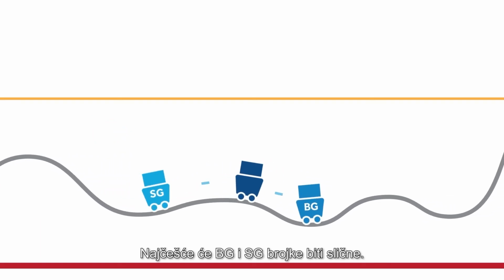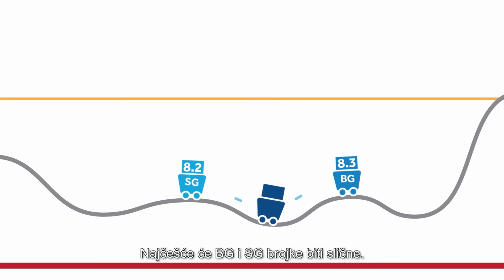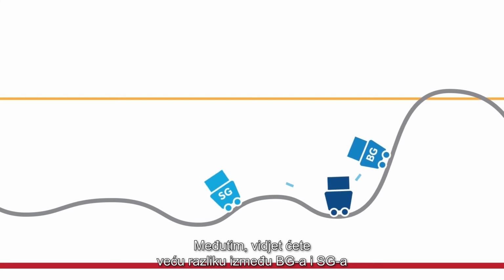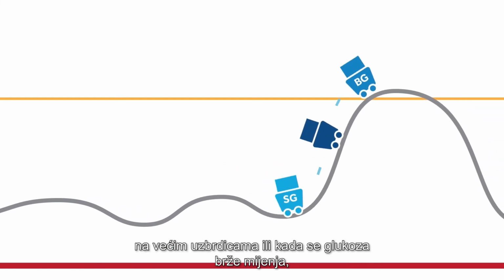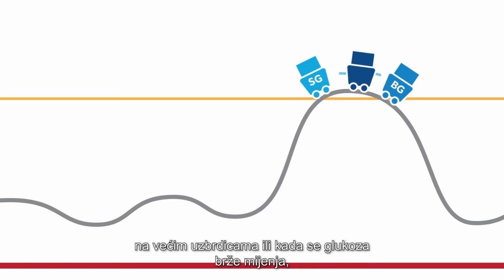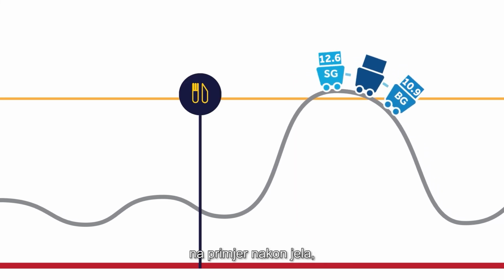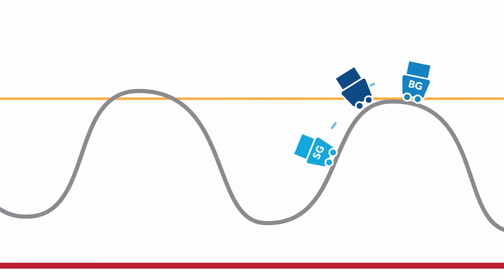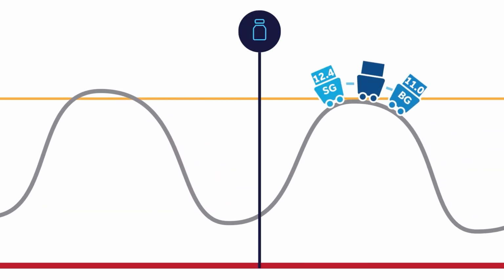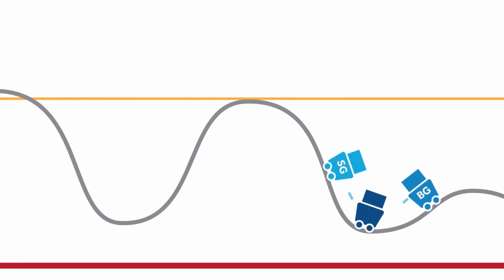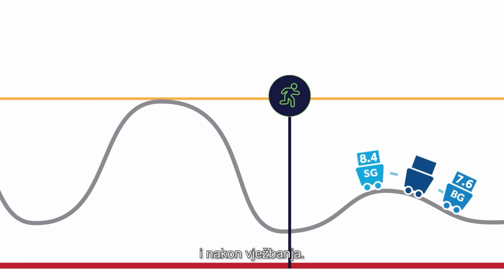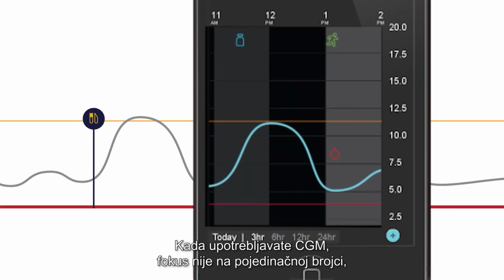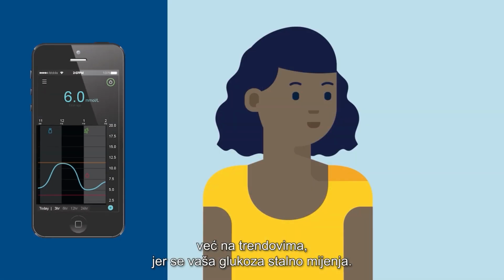Most often, the BG and SG numbers will be close to each other. However, you'll see a greater difference in BG and SG on the bigger hills, or when glucose is changing more rapidly. For example, after food, after insulin, and after exercise.